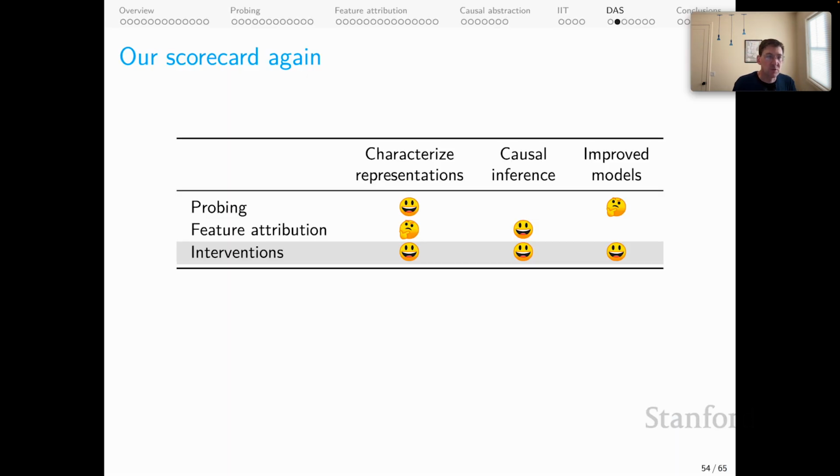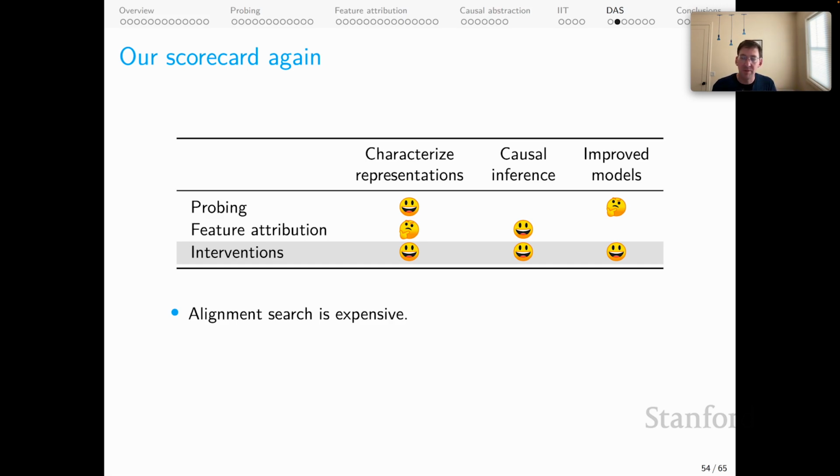To start, let's return to our scorecard. I've been using this throughout the unit. I feel I have justified the 3 smileys along the interventions row, but there remain really pressing issues for this class of methods. Let me identify 2 of them. First, alignment search is expensive.